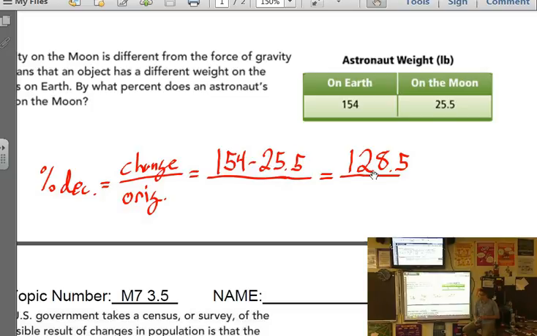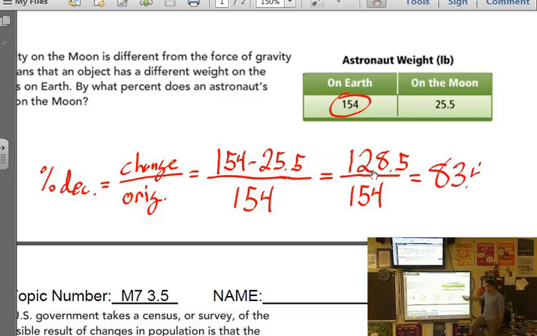Original is 145 pounds. Careful. 154. That's my original. So be careful about what direction your change is going. We started on Earth, went to the moon, so we're decreasing, and our original is 154. When I do this math, my percent decrease is 84%? Verification? Yeah. Sweet.